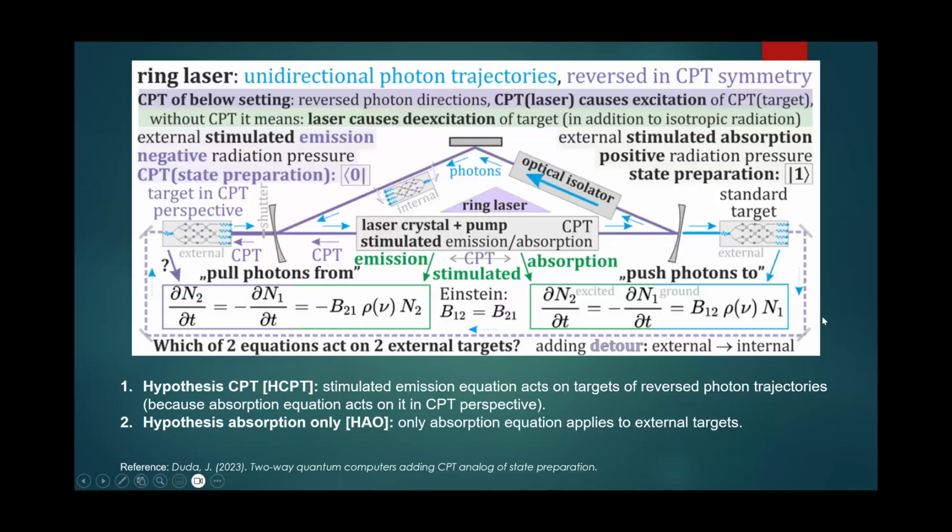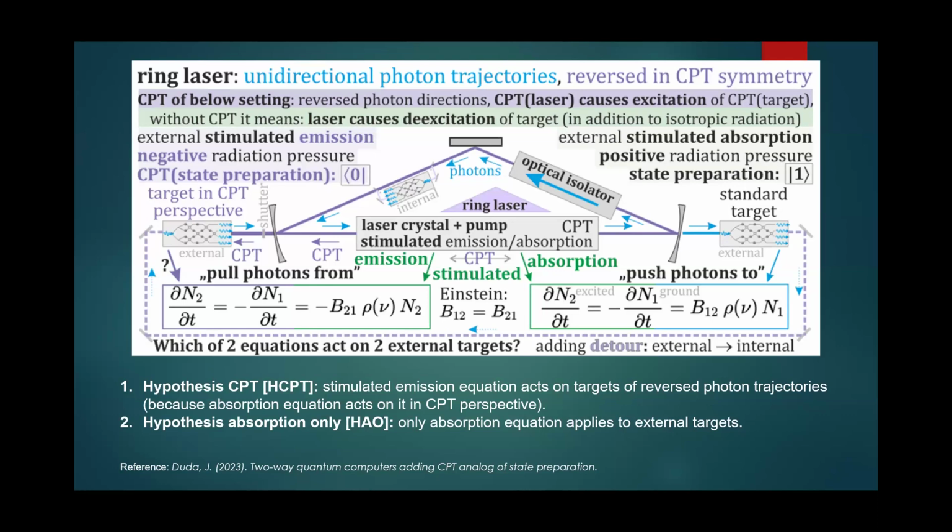The diagram seen here illustrates the proposed experiment to test the hypothesis CPT, or HCPT, against the hypothesis absorption only, or HAO. The system primarily contains a ring laser, which provides unidirectional photon trajectories, along with two external targets. On the right, we have a standard target prepared in state 1, and on the left, we have the CPT state preparation target, represented as state 0 in the CPT perspective.